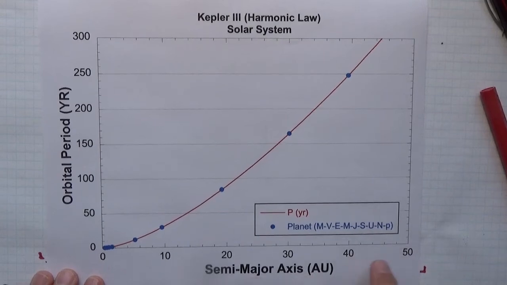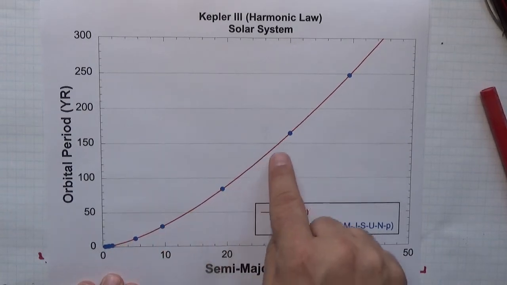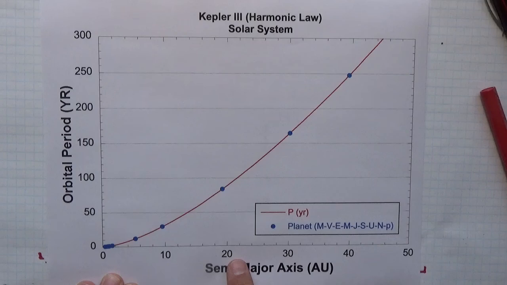This is an ordinary or linear plot, so the horizontal axis is plotted linearly. The semi-major axis is the size of the orbit. If it's a circular orbit, the semi-major axis is the radius of the orbit. AU is astronomical unit, the distance between the Earth and the Sun. So we've described the orbits of all of the planets in terms of multiples of the size of the Earth's orbit. 10 AUs, 20 AUs, 30 AUs, 40 AUs is the multiple of the size of the Earth's orbit.